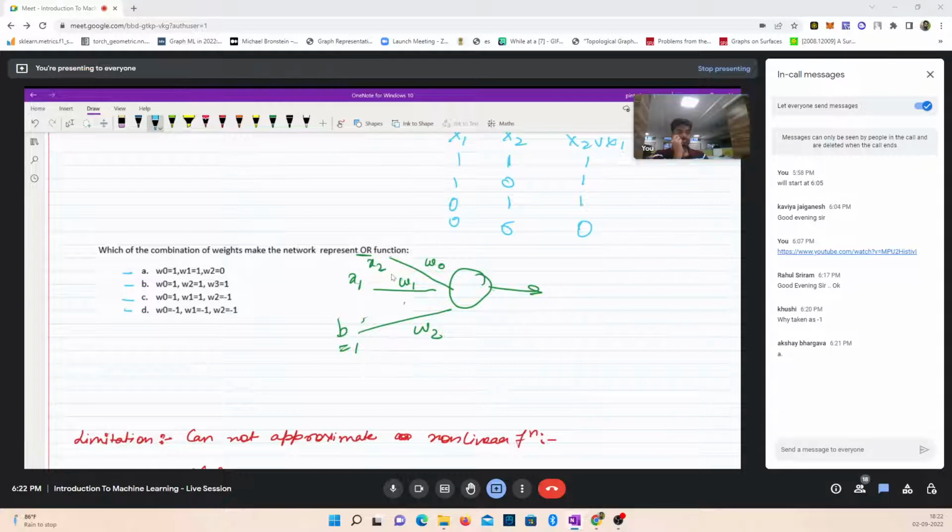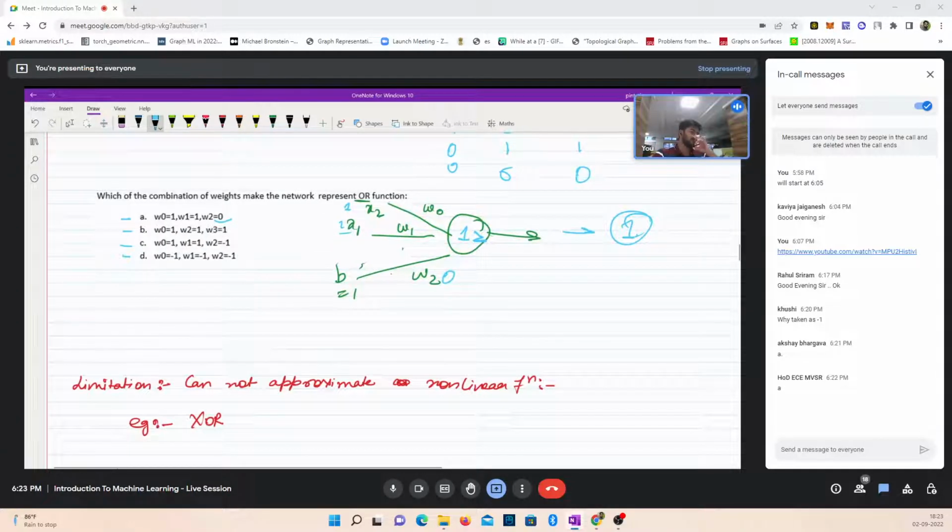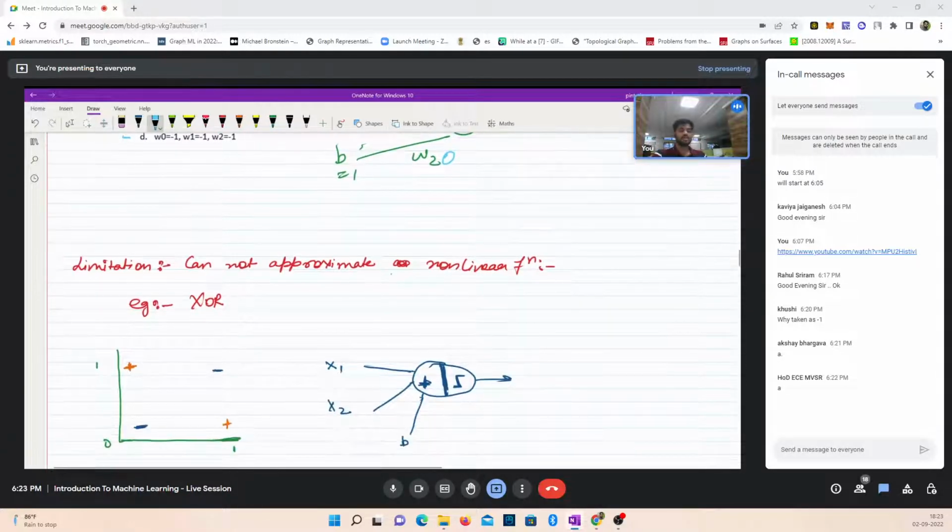Option A. Yeah, I also think it's option A, because if we have made W2 to be 0, then if either one of them is 1, we'll give a positive value over here, which is 1 or greater than 1. So then we'll get output as 1. So this is how a perceptron works, but it has many limitations.